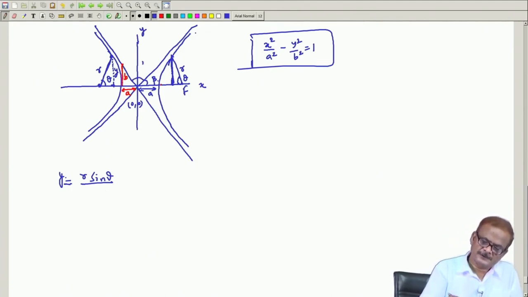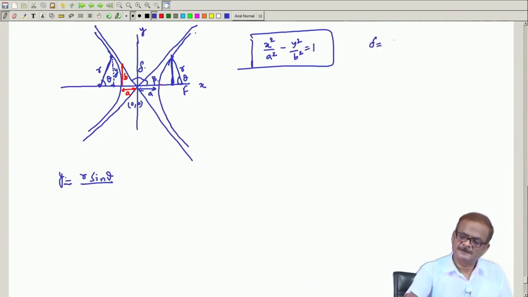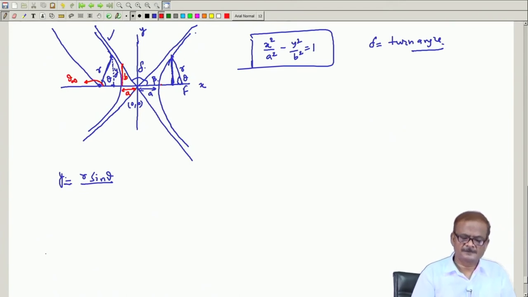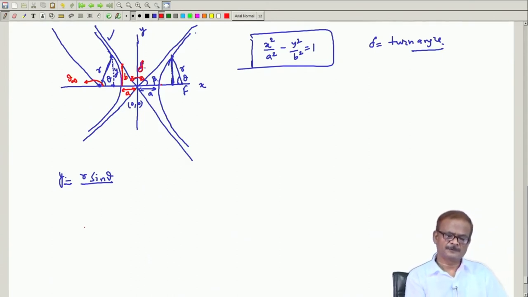This angle we show as the turn angle delta, this is the turn angle. A line parallel to this asymptote, so this angle will be shown here by this particular one and we write this as theta infinity. So, this is the asymptote angle. From here to here this is your delta, the turn angle. You can look into any standard book about the hyperbola.